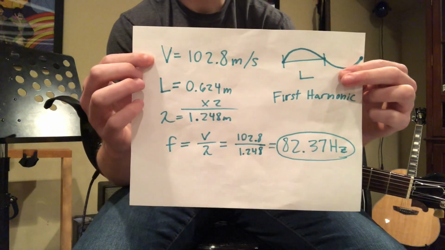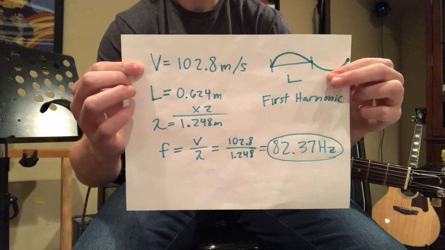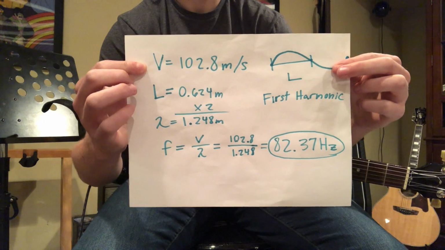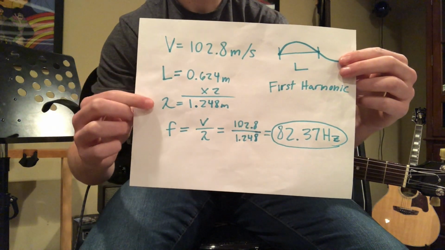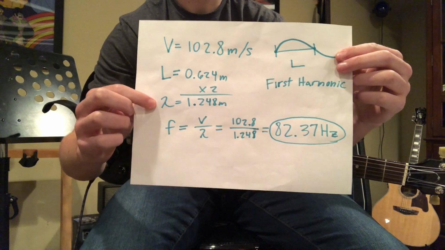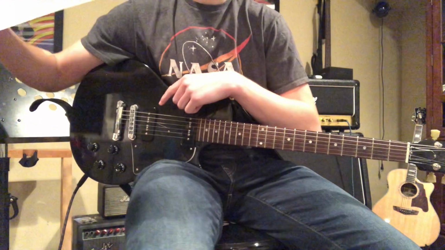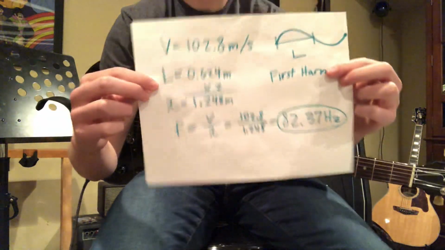I found that the average velocity of a standing wave on an E string on a guitar is about 102.8 meters per second. Then I found the wavelength of the standing wave on this guitar by measuring from the bridge to the nut, which is about 62.4 centimeters.